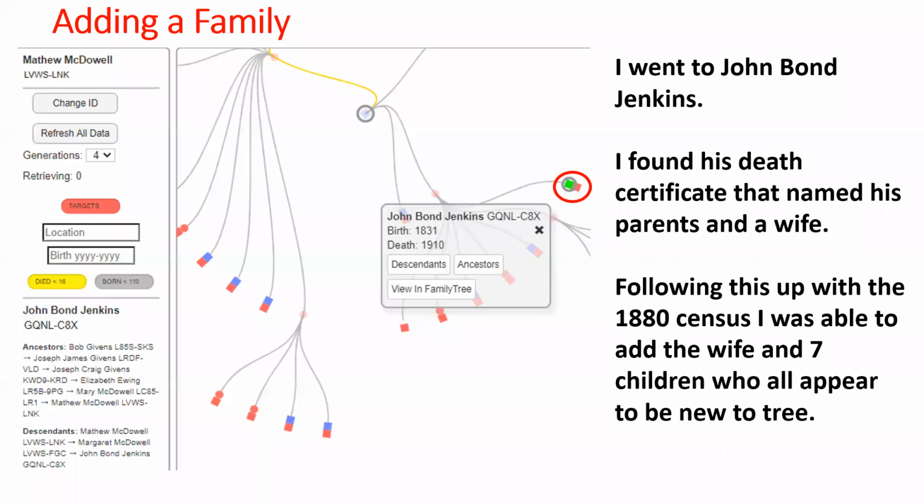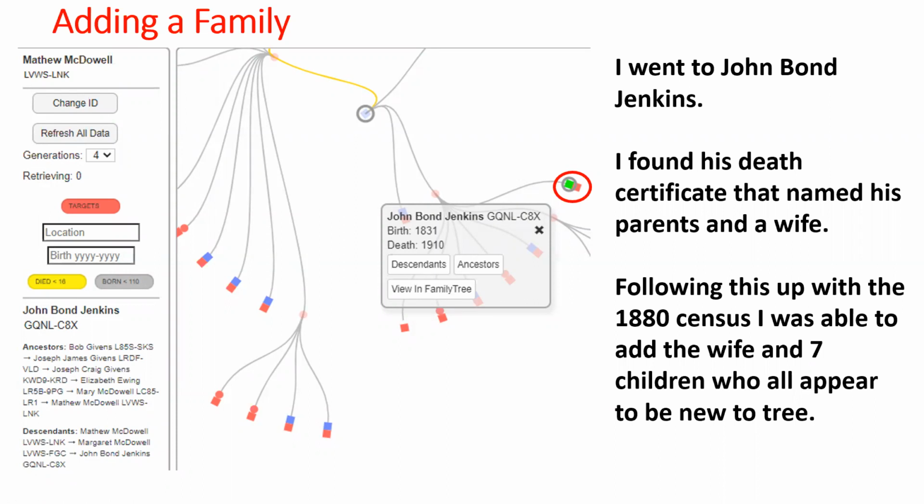So in this tree, I chose a person in this descendancy and clicked on his name, and his name was John Bond Jenkins. And I saw that he was born in 1831, died in 1910, and he's an end of the line person. So I figured, well, this will be a person worth looking at. He's a target because he has no children showing. And so I went to him. I said, View in Family Tree. And we'll just talk about this one. I won't take you there.